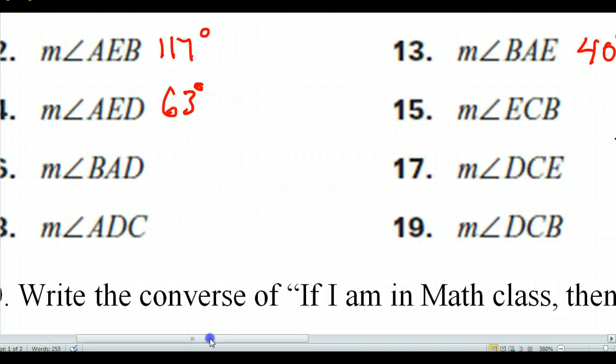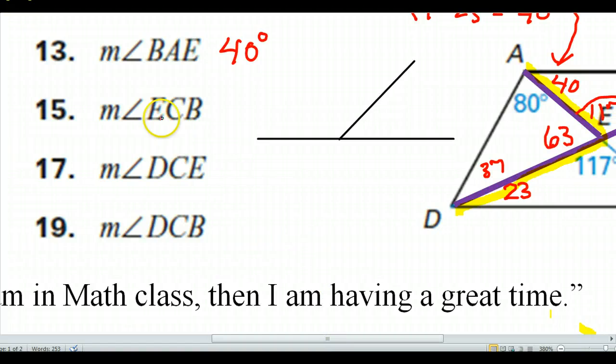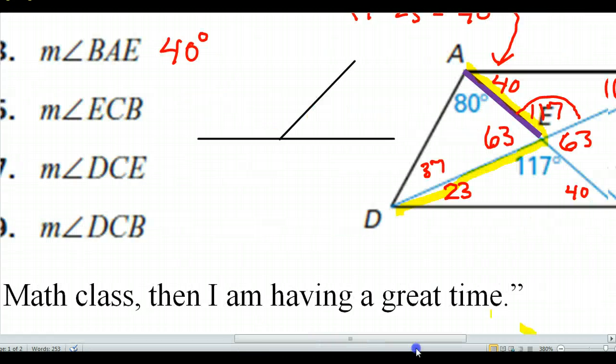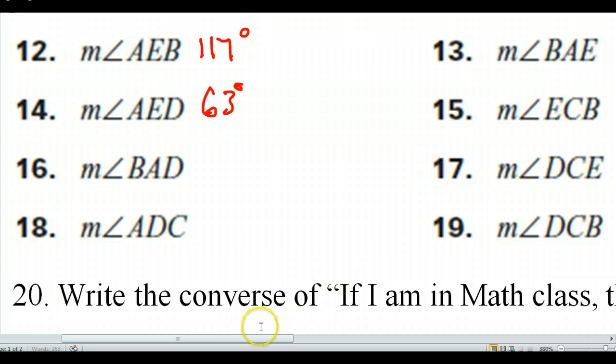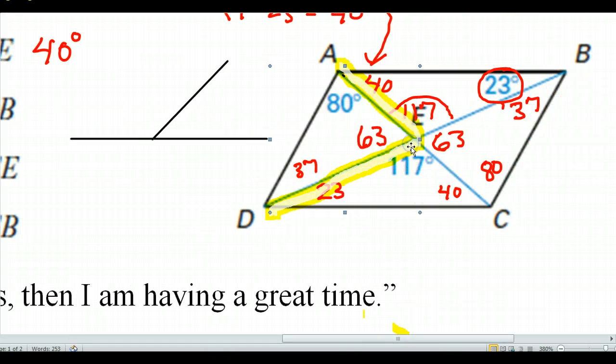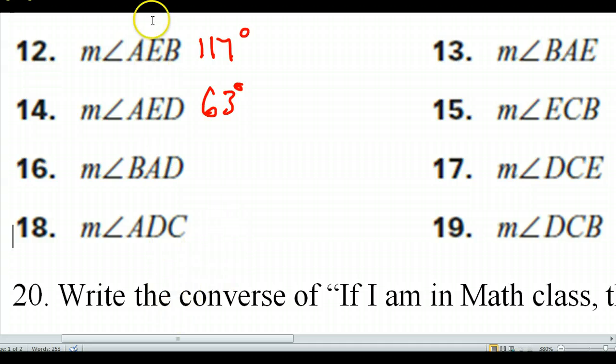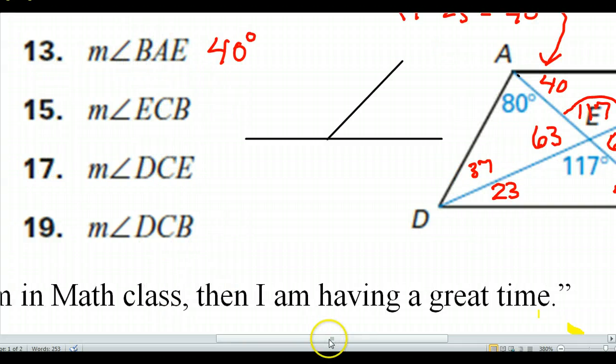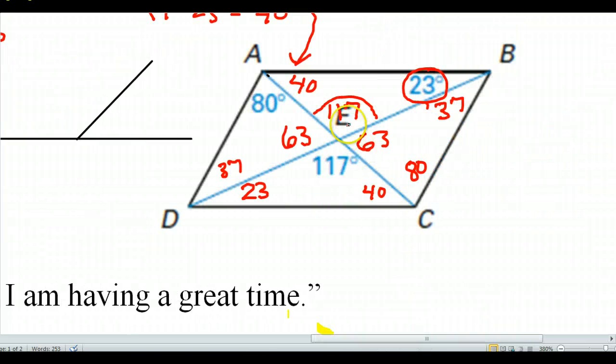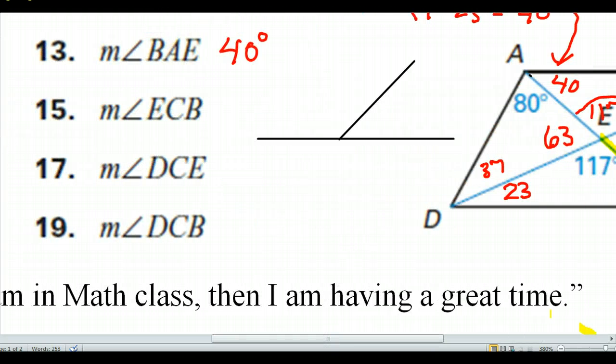All right, try to get ahead of me, you guys, and stay ahead of me until number 19. So number 15, angle ECB. You know what? This purple is bugging me. Let me just stop and get rid of it. Okay. Angle ECB would be this angle right here. ECB. That yellow angle is how many degrees? That's 80. So everybody put 80 for number 15.